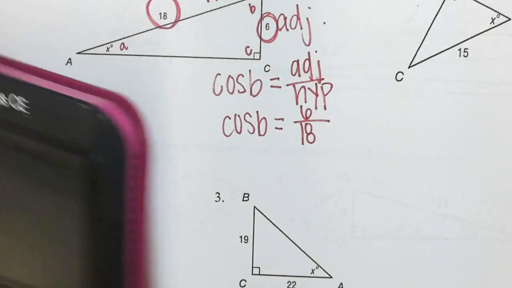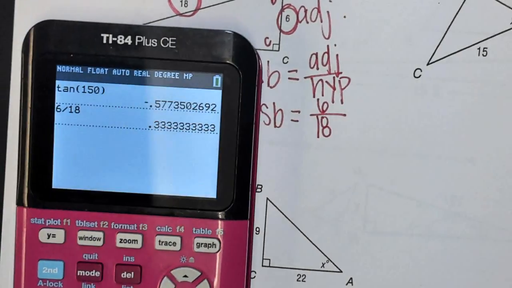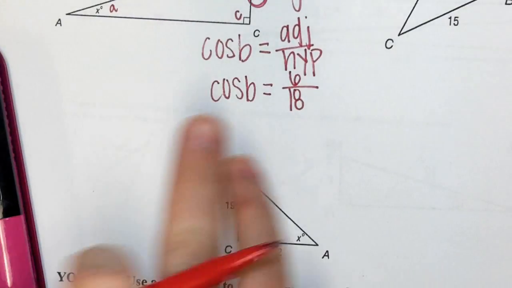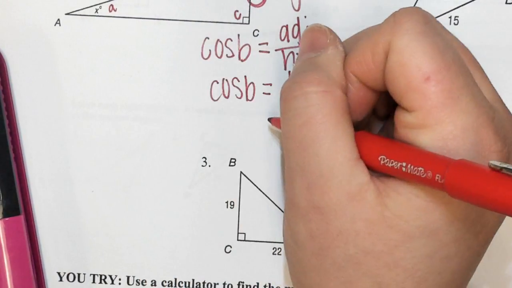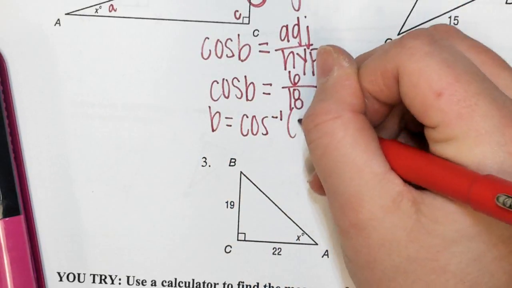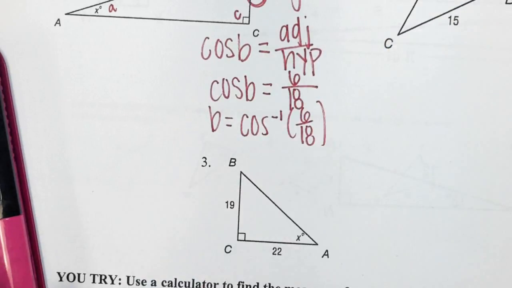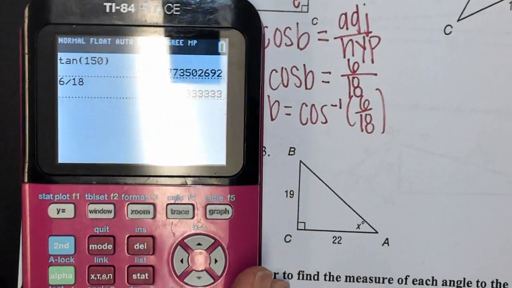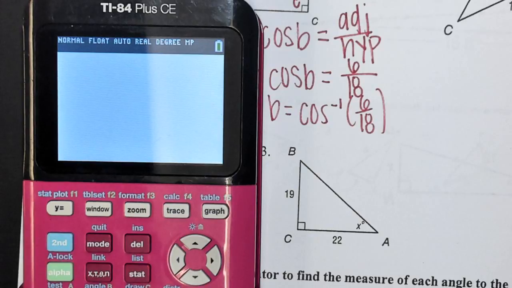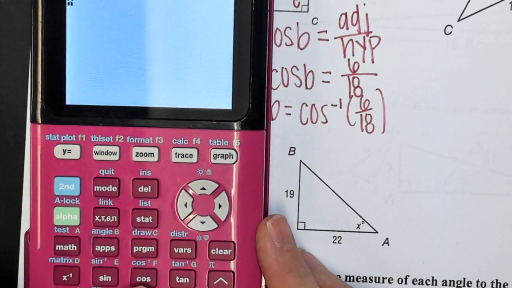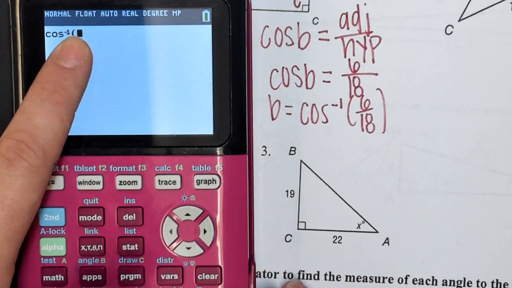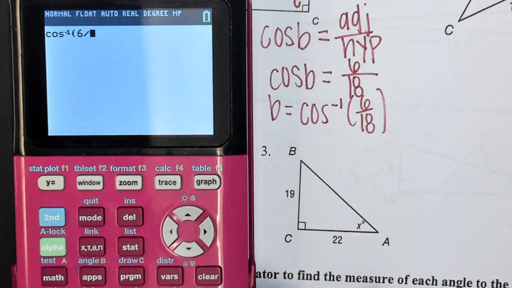But I can't just say, oh, well, B is going to be 6 divided by 18. That's it. What do I have to do? Get it by itself. I have to get B by itself, which means I have to divide by cosine, which turns it to be cosine inverse of 6 over 18. Now, to do inverse on your calculator, you have to do second, and then wherever your cosine button is that you pressed earlier, press second cosine, and it should show up cosine inverse. Now plug in your fraction, 6 divided by 18.